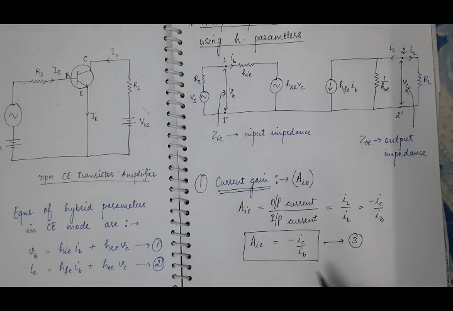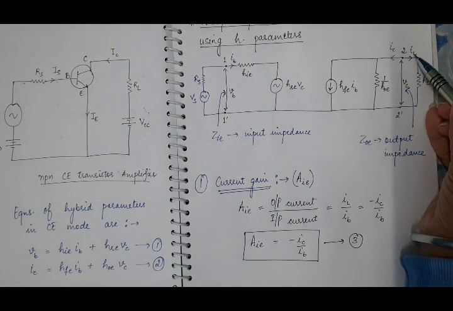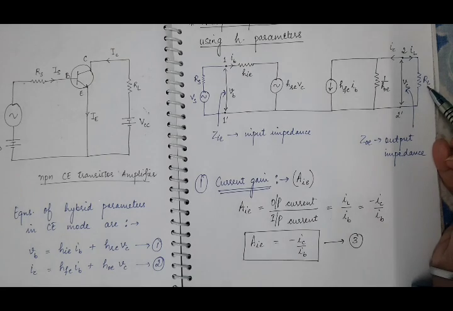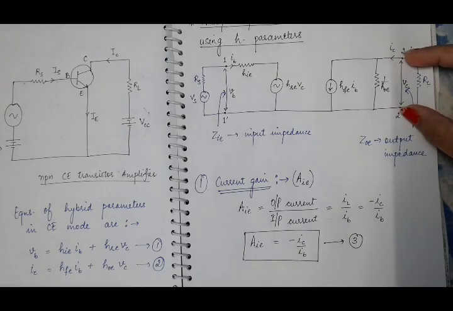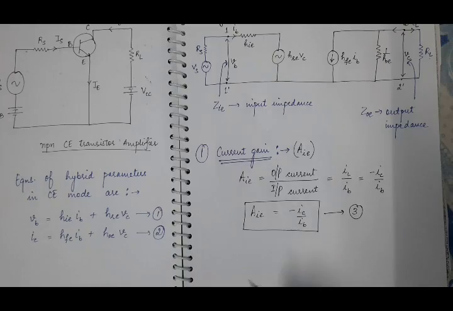So if this is IL, the current flowing through this RL, then because of this current flowing through the load resistance RL, there will be some voltage drop. What will be the voltage drop across RL? It will be equal to VC. So VC will be the voltage drop across RL. So calculate it.